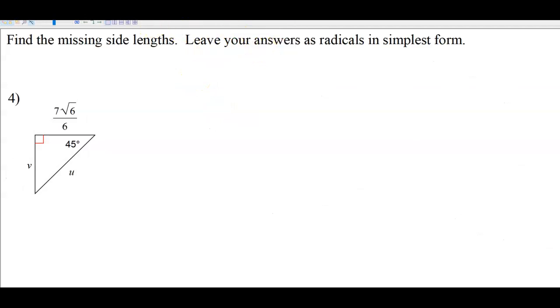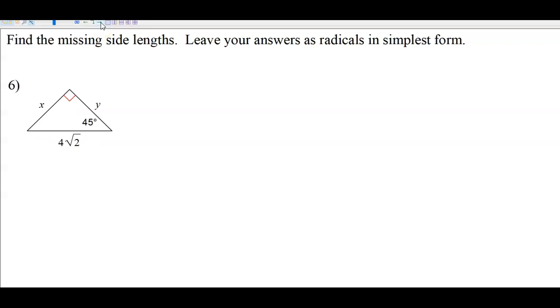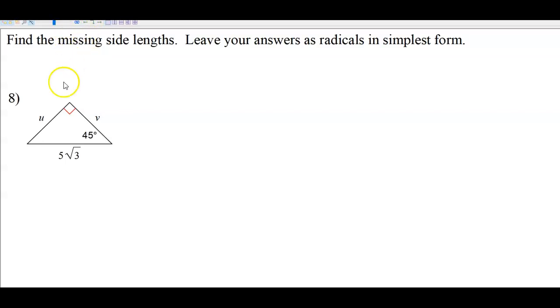Let's go ahead and see how you guys do with a little bit more of a tricky square root type of situation. Go ahead and try number 8 and see how you guys do with that. When you unpause the video, I'll go through it with you.